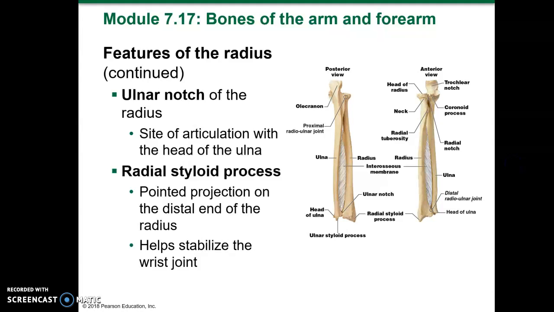The ulnar notch is a site of articulation with the head of the ulna. And then the radial styloid process is a pointed projection on the distal end of the radius, and it helps stabilize the wrist joint.